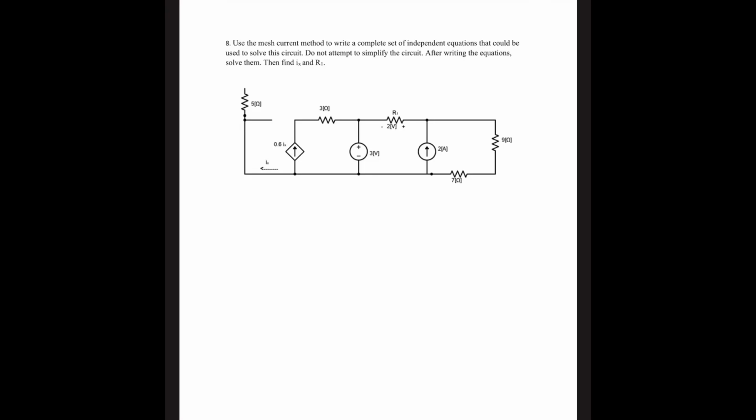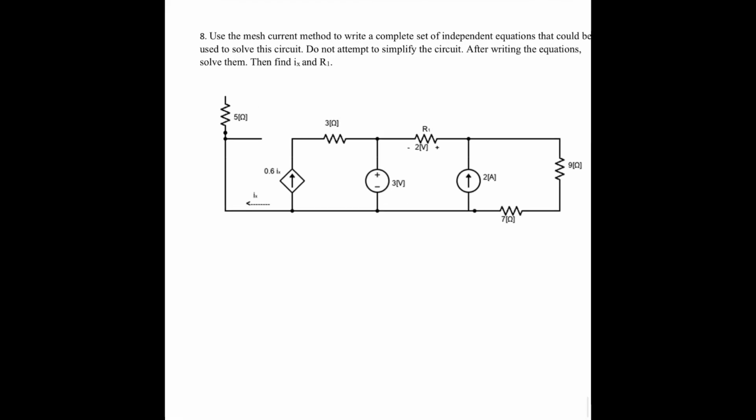All right, now for my boys Edgar and Liam, we are going to do number 8 now, using, once again, mesh current method. And we are asked to find Ix and R1. So here we have an interesting problem. It wants us to find the value of a resistor, but they give us the voltage across it.